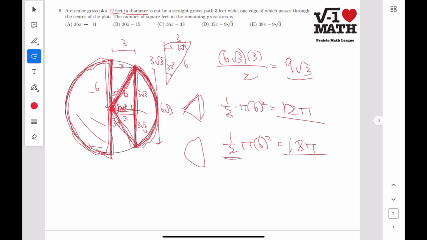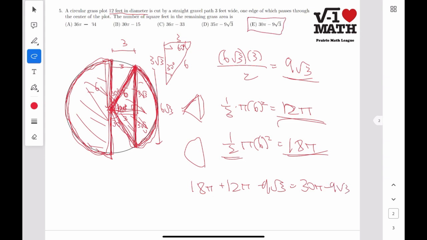So now if we add these two things together, we get this plus this, but we don't want this triangle here, so we have to subtract this thing here. And our answer becomes 18 pi plus 12 pi minus 9 square root of 3, which is equal to 30 pi minus 9 square root of 3, and this is option choice E.